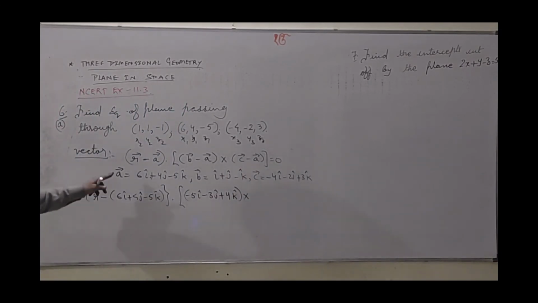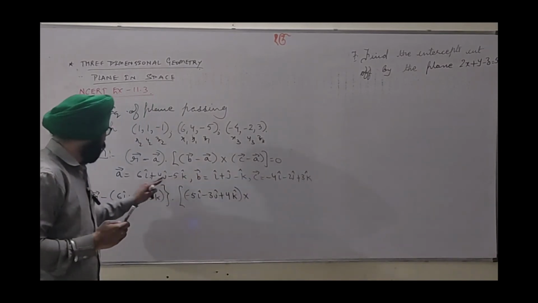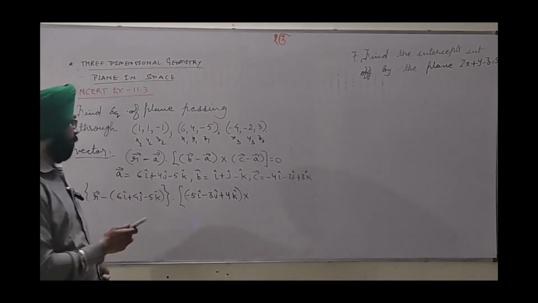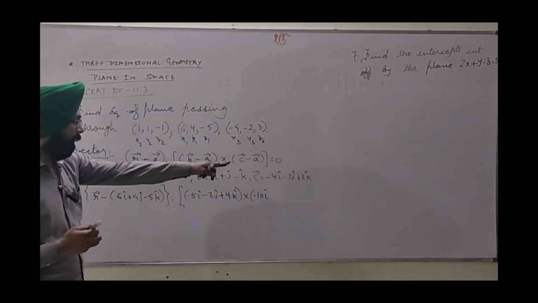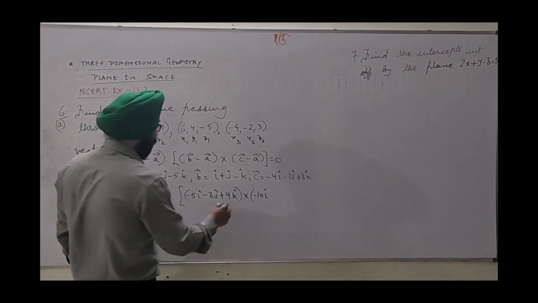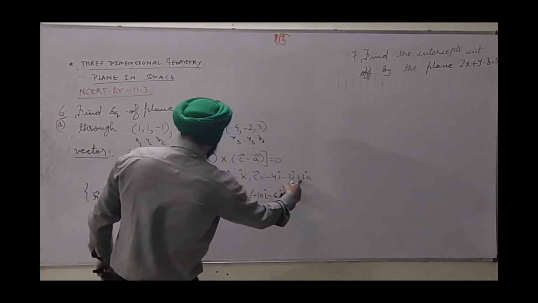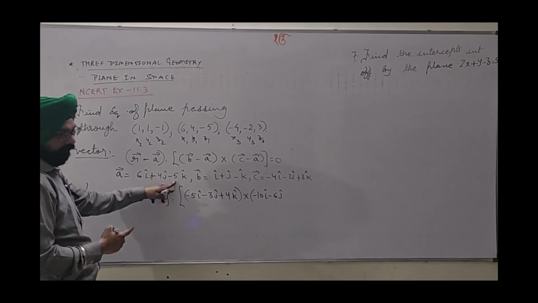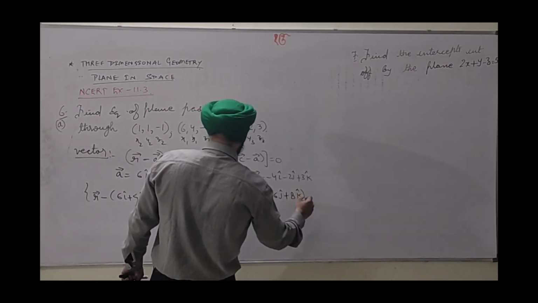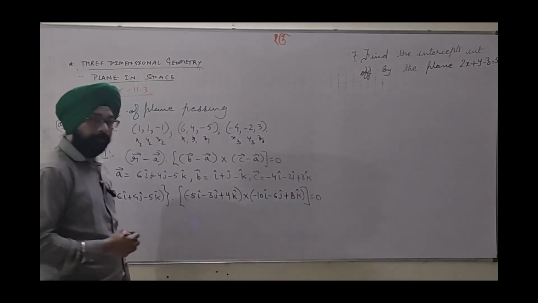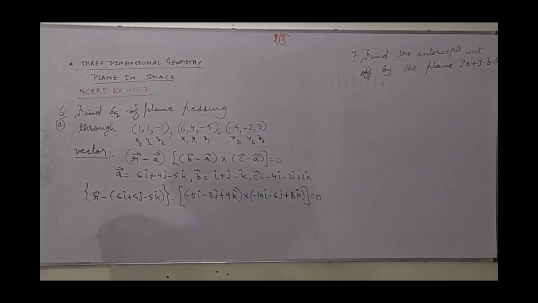Similarly, we have to subtract a from c. So minus 4 minus 6 makes minus 10i, minus 2 minus 4 makes minus 6j, 3 minus of minus 5 makes it plus 5, means 8k, equal to 0. Now as I am explaining the vector form, we are not supposed to end up here. This portion remains as it is.